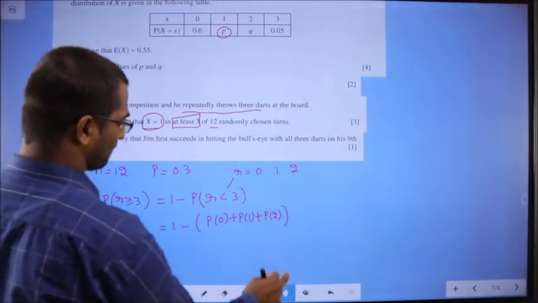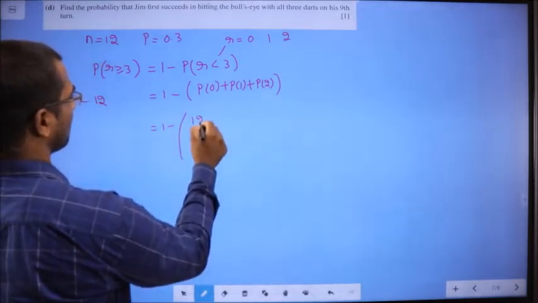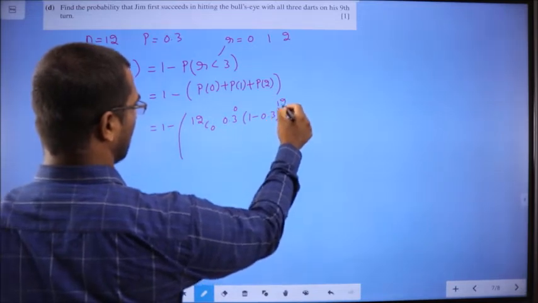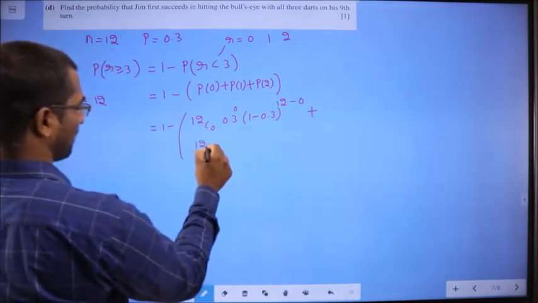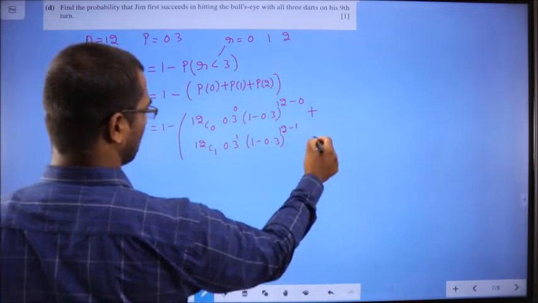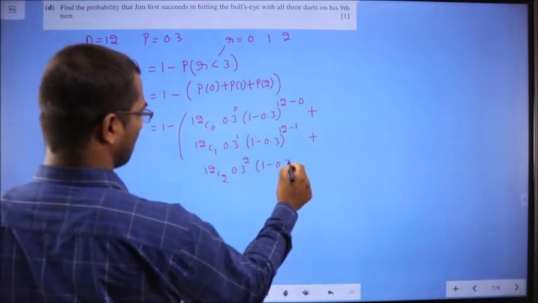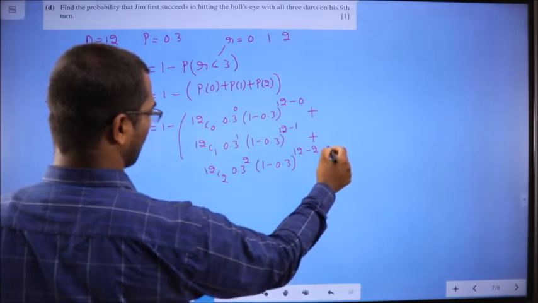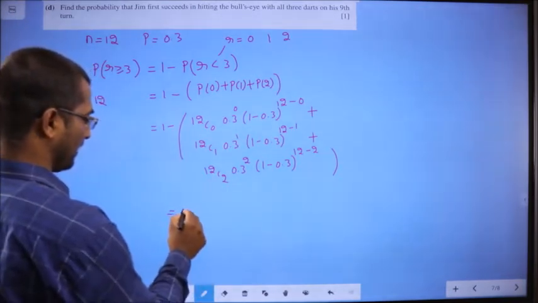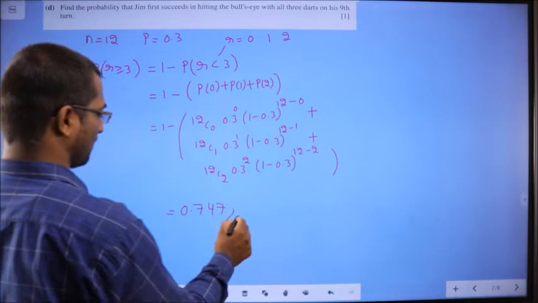So that is 1 minus, for 0, 12C0, P power R, 1 minus P power n minus R, plus 12C1, 0.3 power 1, 1 minus 0.3 power 12 minus 1, plus 12C2, 0.3 power 2, 1 minus 0.3 power 12 minus 2. Put this in brackets, calculate, and then do 1 minus the answer. That will give you the answer 0.747.